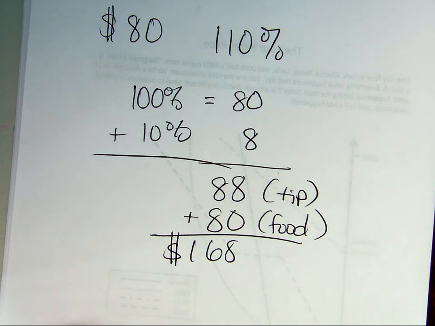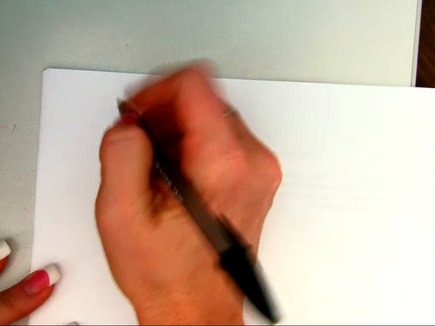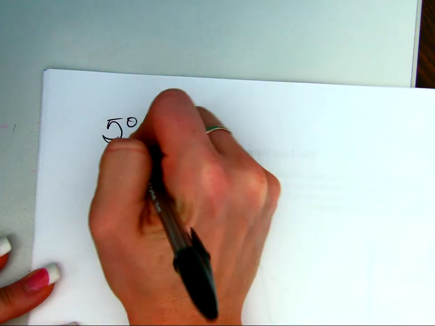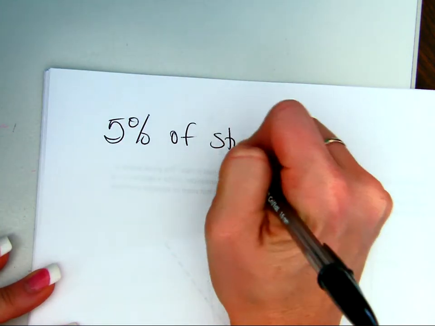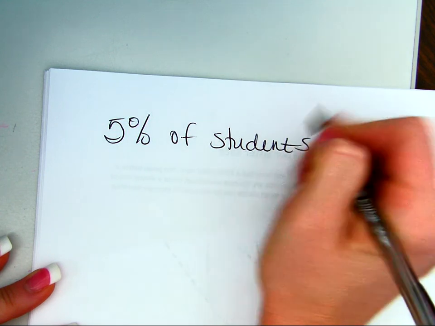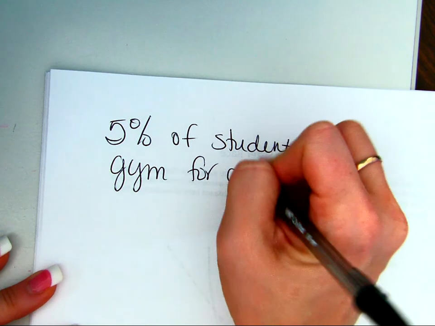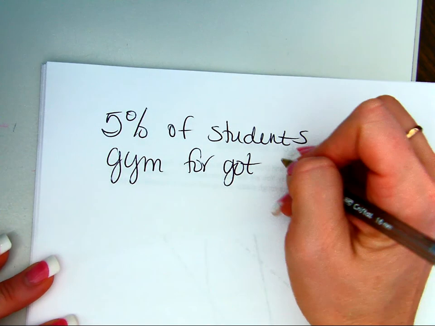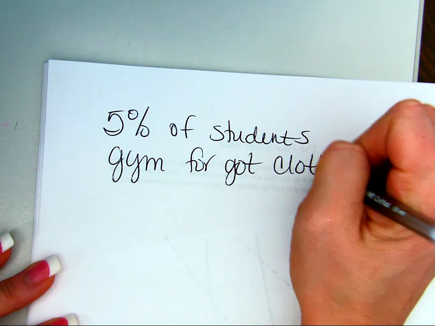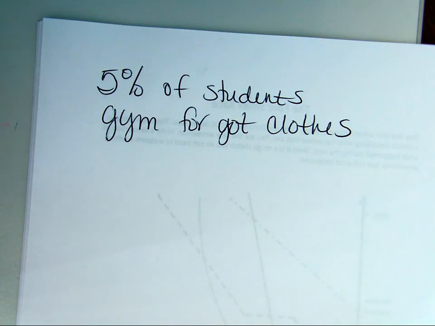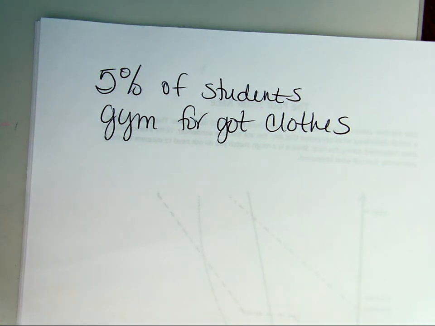Okay, how about 5% of the students in gym class forgot their clothes to dress? What do you need to know? How many students? Yeah, you're waiting for me to tell you. You need to know something else. You can't give me how many kids forgot their gym clothes until I tell you how many kids are in that whole class. All right?